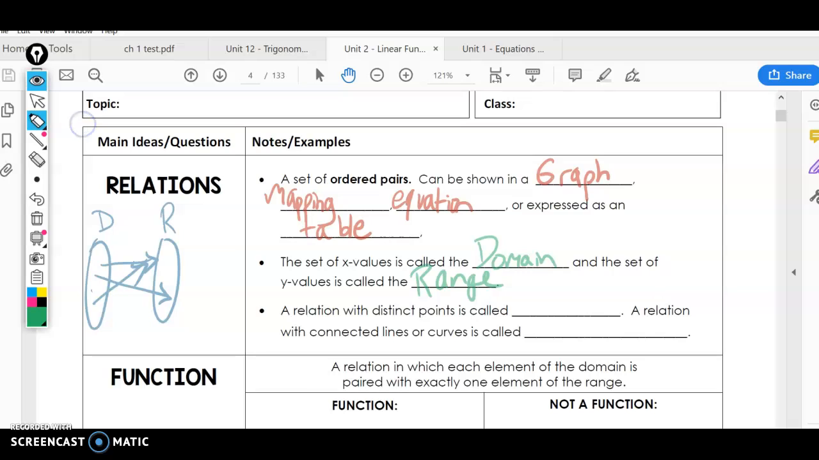A relation that just has dots with just points is called discrete, a scatter plot. A relation with connected lines or even curves is called a continuous function. So you can either be discrete or continuous, and we'll talk about other functions later on. Let's scroll down a little bit.